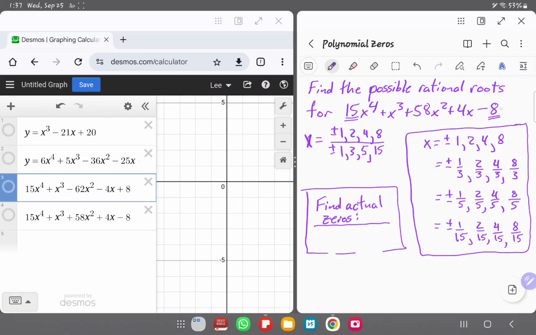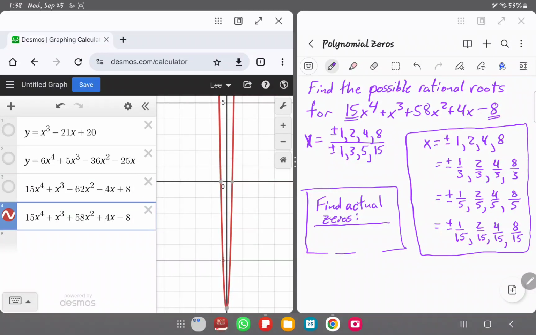The rational roots would still be factors of 8 over factors of 15. So still the same list, still the same huge list over here of possibilities. If we look at the graph, this time I only see 2 zeros. So this one at negative 0.4 and this one at 0.3 repeating. So that's the negative 2/5 and the 1/3. So negative 2/5, 1/3.